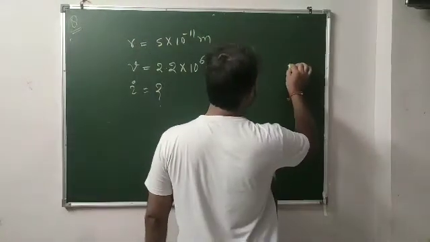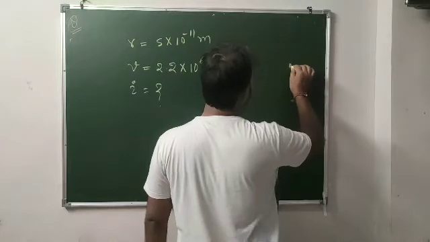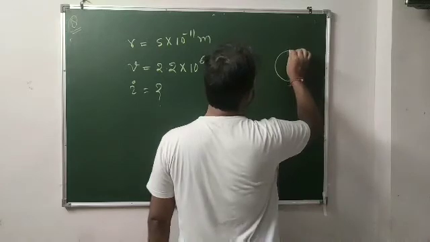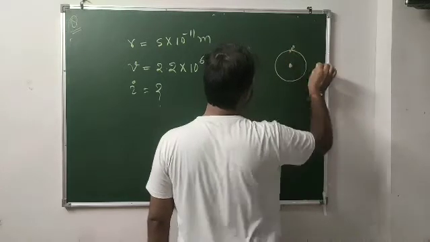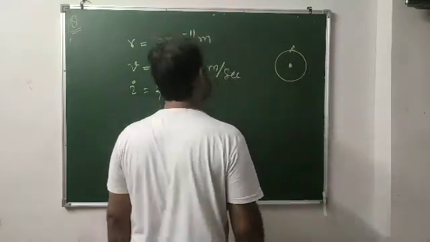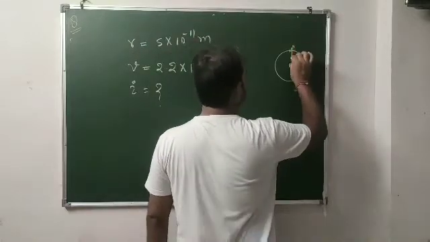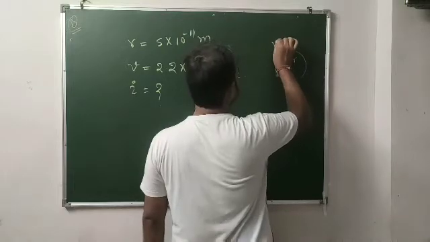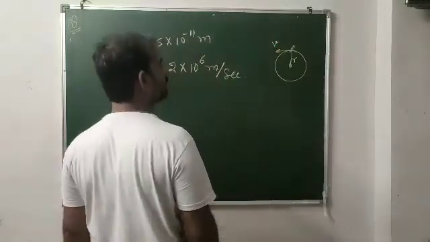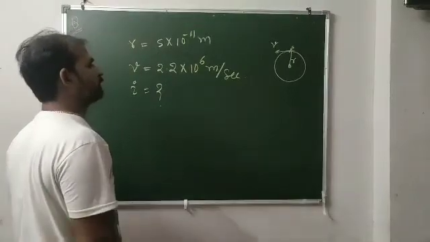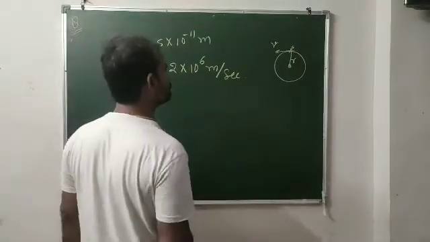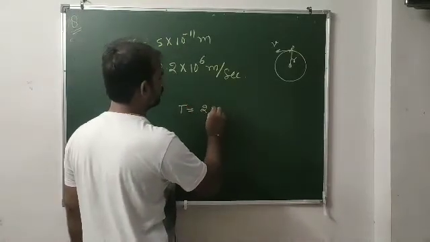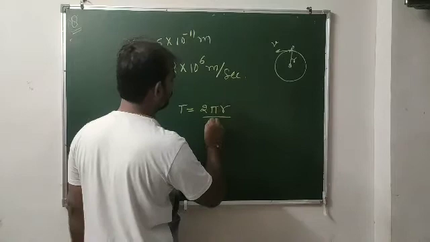See here students, suppose this is the nucleus of hydrogen atom and this is the orbit in which electron is rotating, and the radius of this orbit is r. The velocity of electron is suppose v. Then how much time will it take to complete one circle, one rotation? That will be the time period, T is equal to 2 pi r upon v.